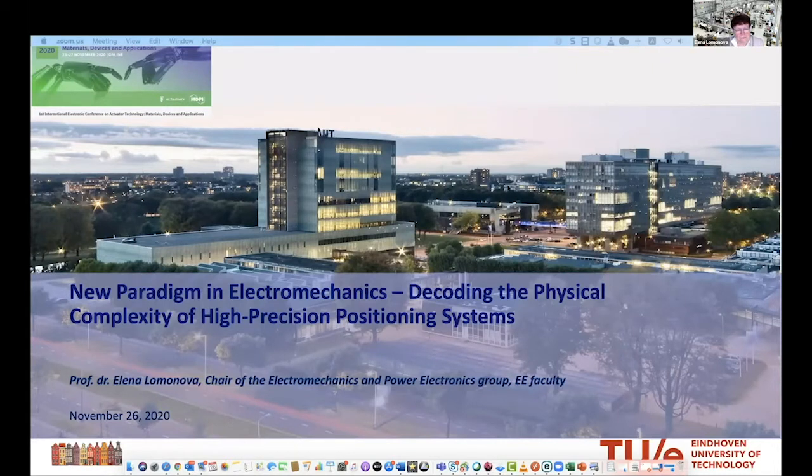Good morning, everyone. It's my pleasure to join this presentation and to share with you some achievements and ideas about the new paradigm in electromechanics, where we are going to discuss how to decode the complexity of the physical systems, especially in the area of high precision position systems.